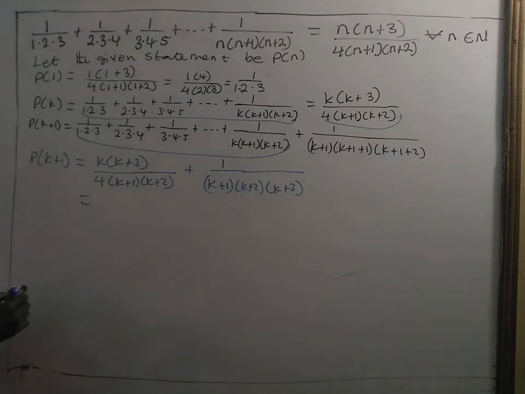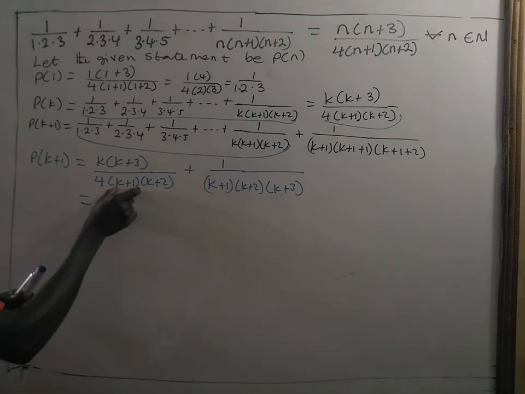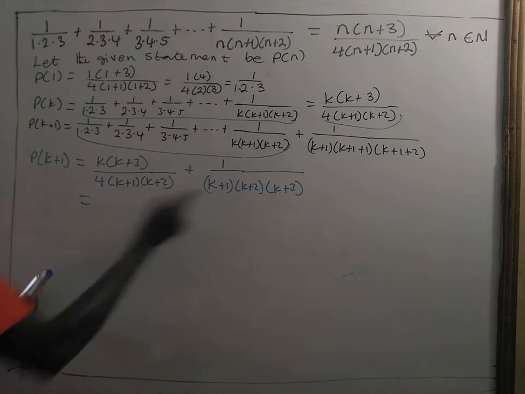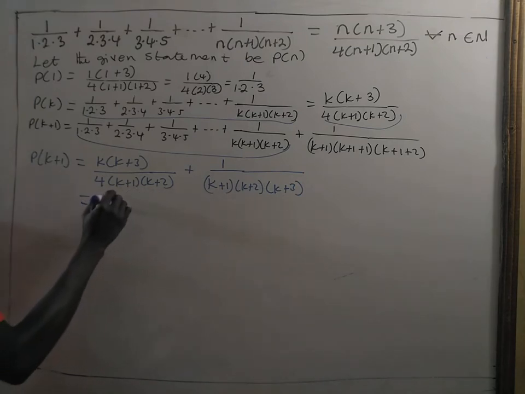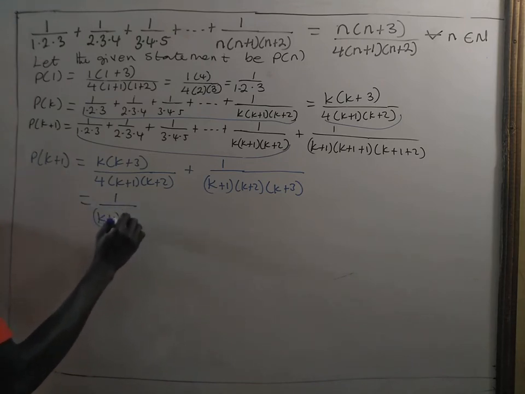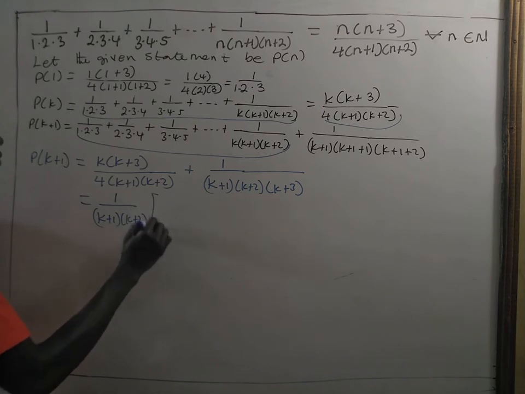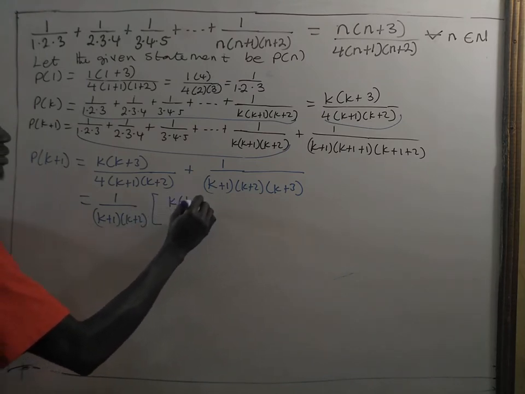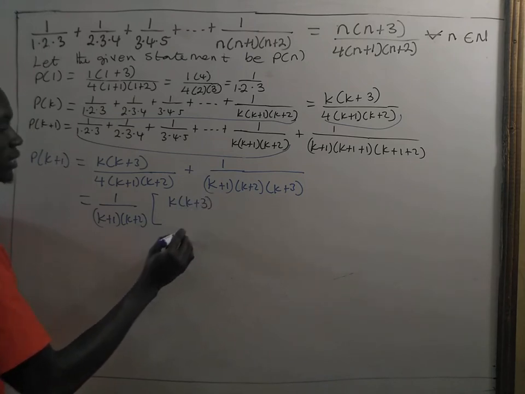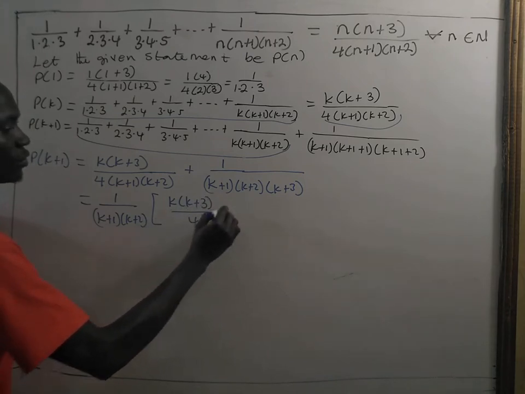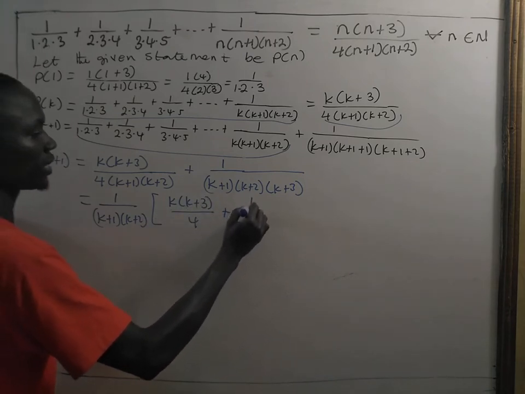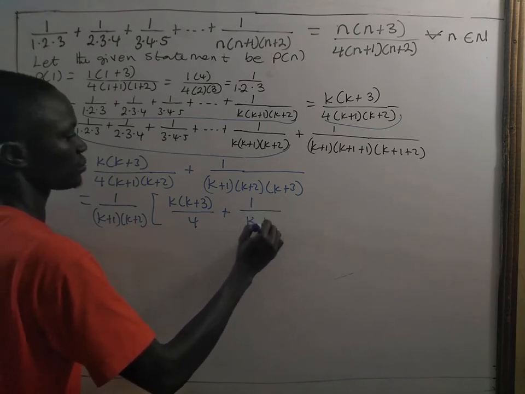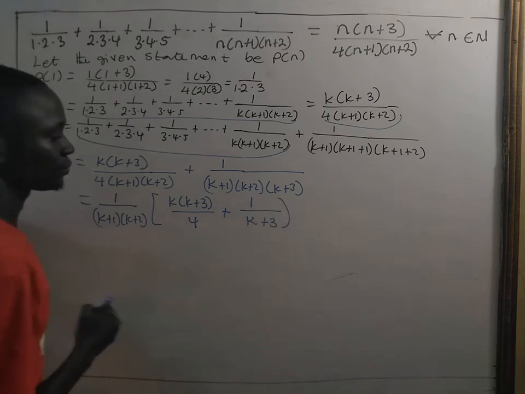And here we can factorize (k plus 1) times (k plus 2) out. So we will be left with 1 divided by (k plus 1) times (k plus 2), times k times (k plus 3) all divided by 4, plus 1 divided by (k plus 3). Wow. Yes.